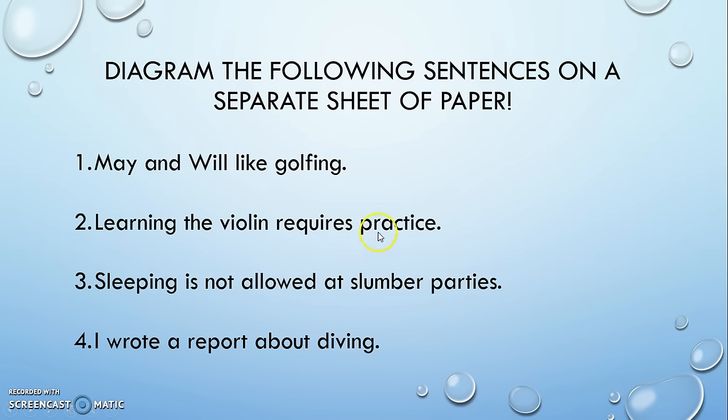Learning the violin requires practice. Your gerund phrase is learning the violin. All right. And then your predicate, and what does it require? Practice, your direct object. Give it a shot, pause, see what you can do. When you're ready, we'll look at the answers.